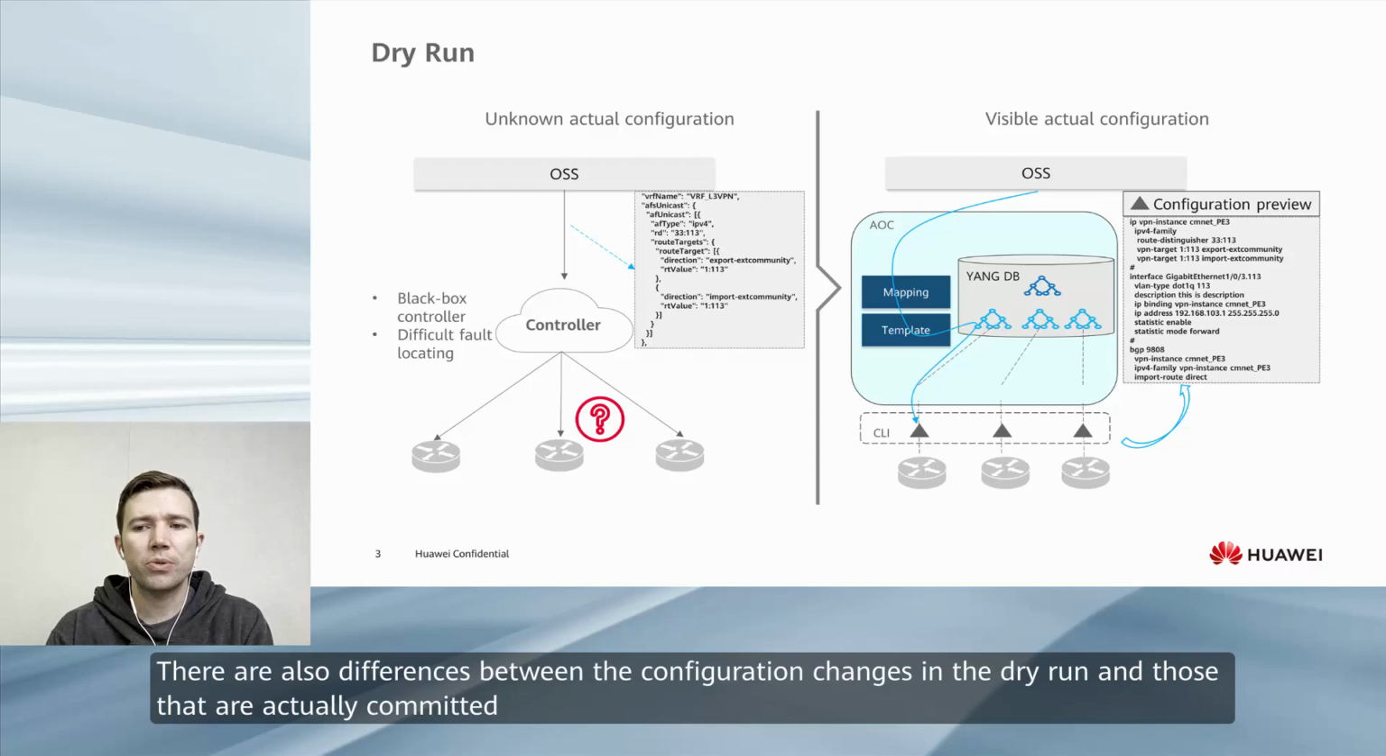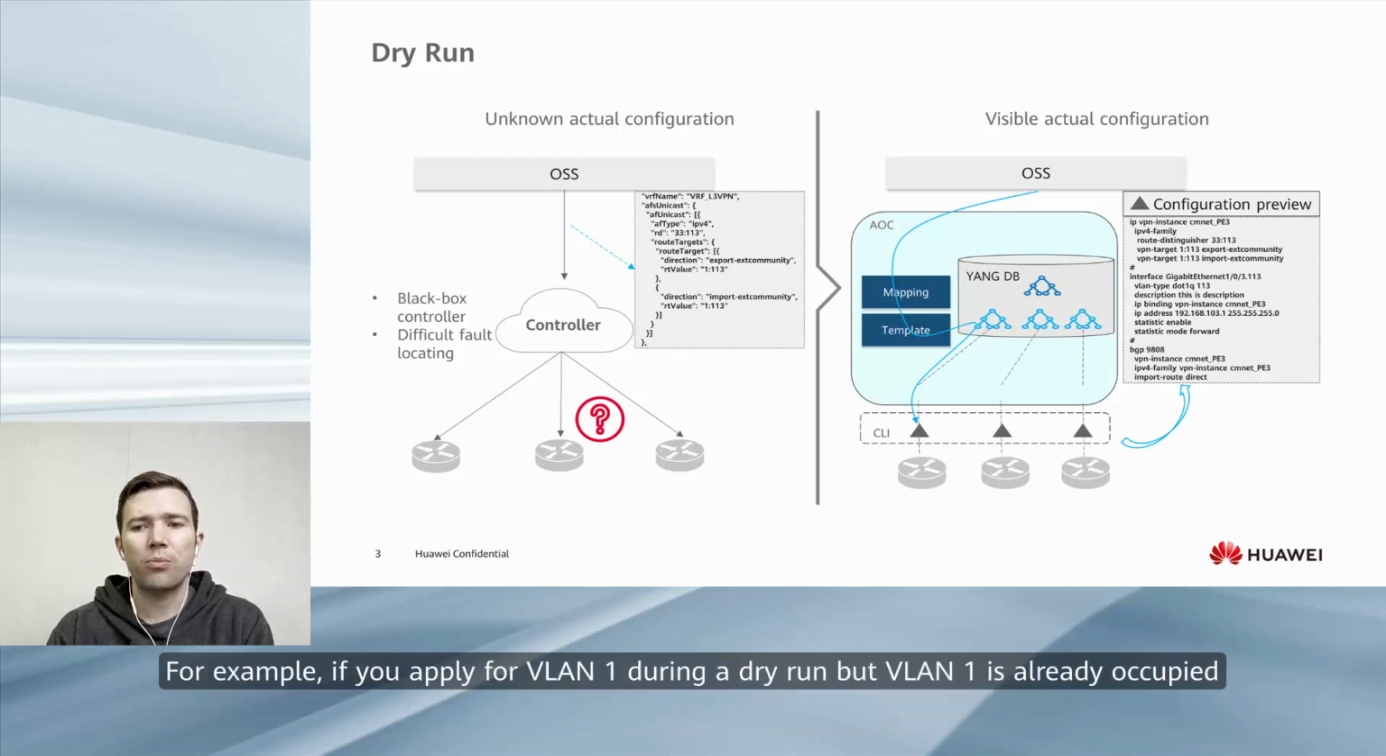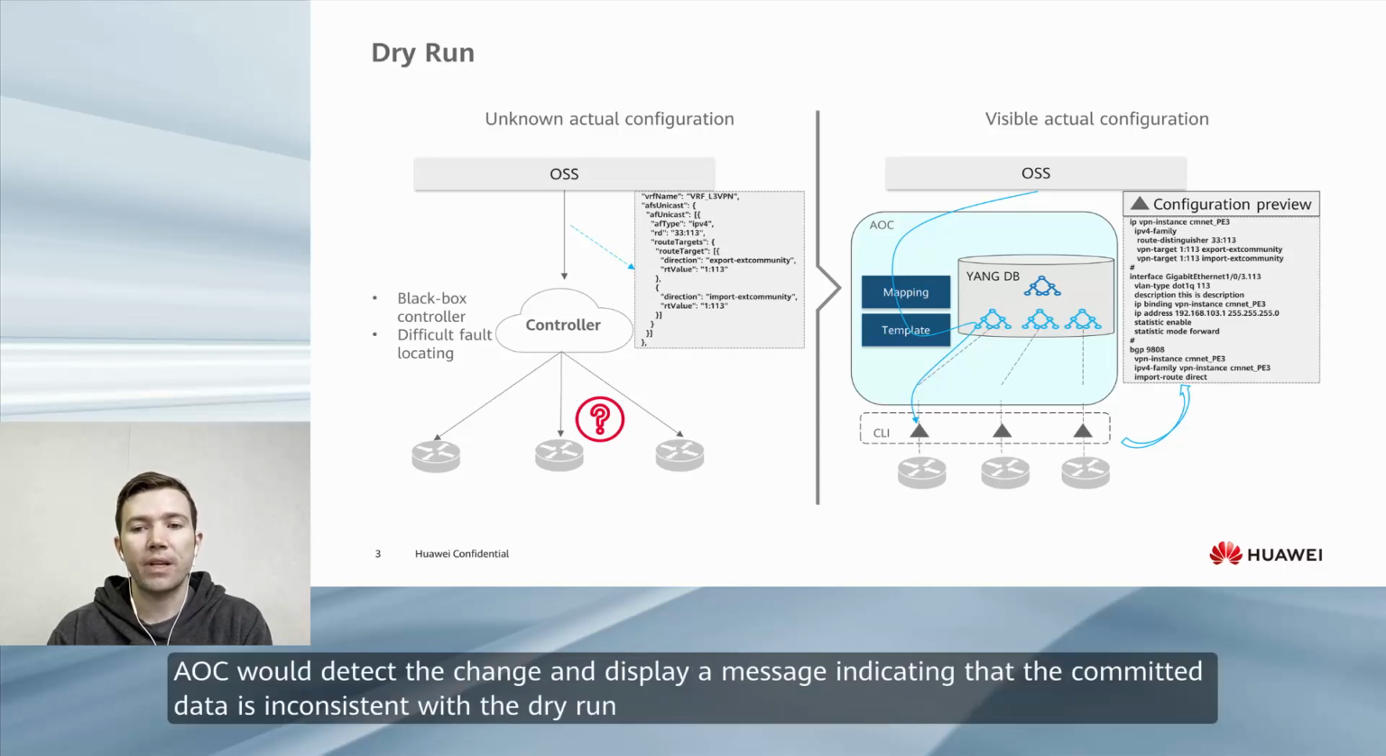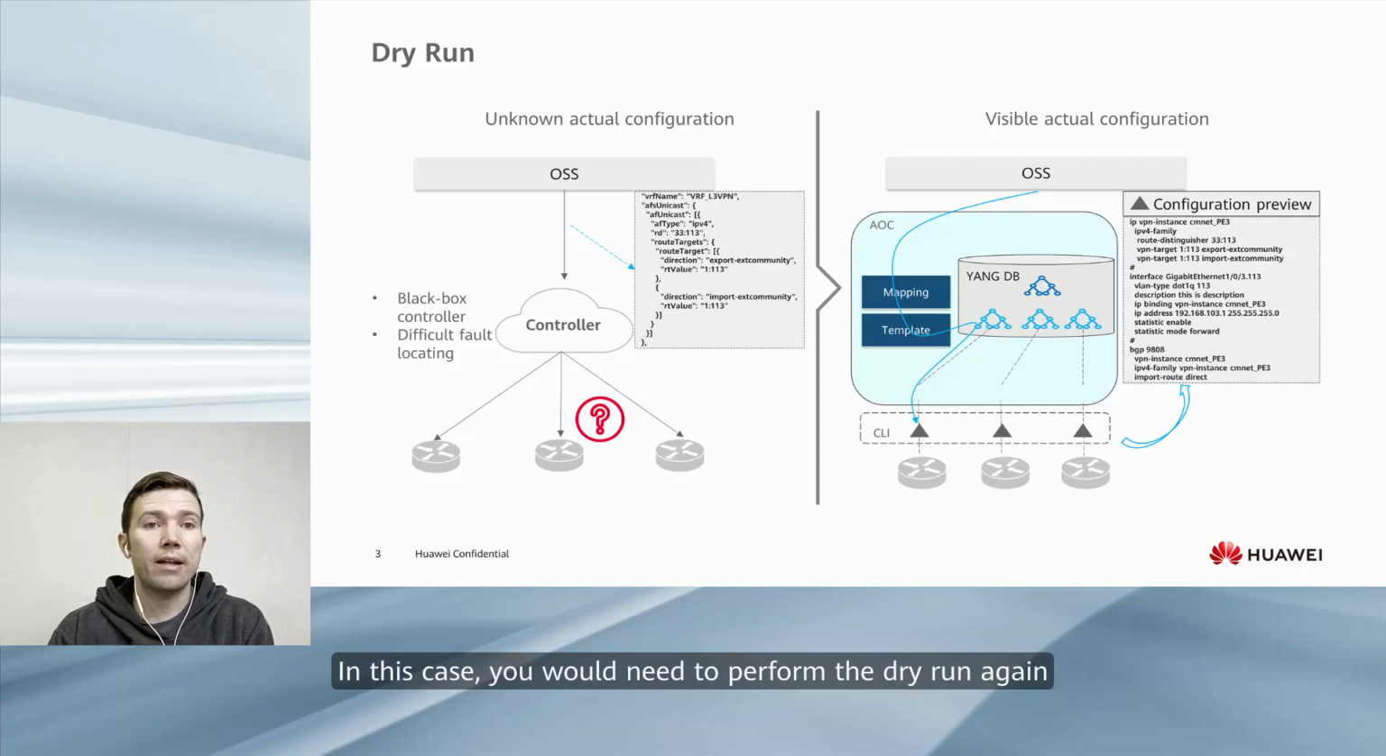There are also differences between the configuration changes in the dry run and those that are actually committed. For example, if you apply for VLAN 1 during a dry run but VLAN 1 is already occupied, VLAN 2 would be used during configuration delivery. AOC would detect the change and display a message indicating that the committed data is inconsistent with the dry run. In this case, you would need to perform the dry run again.